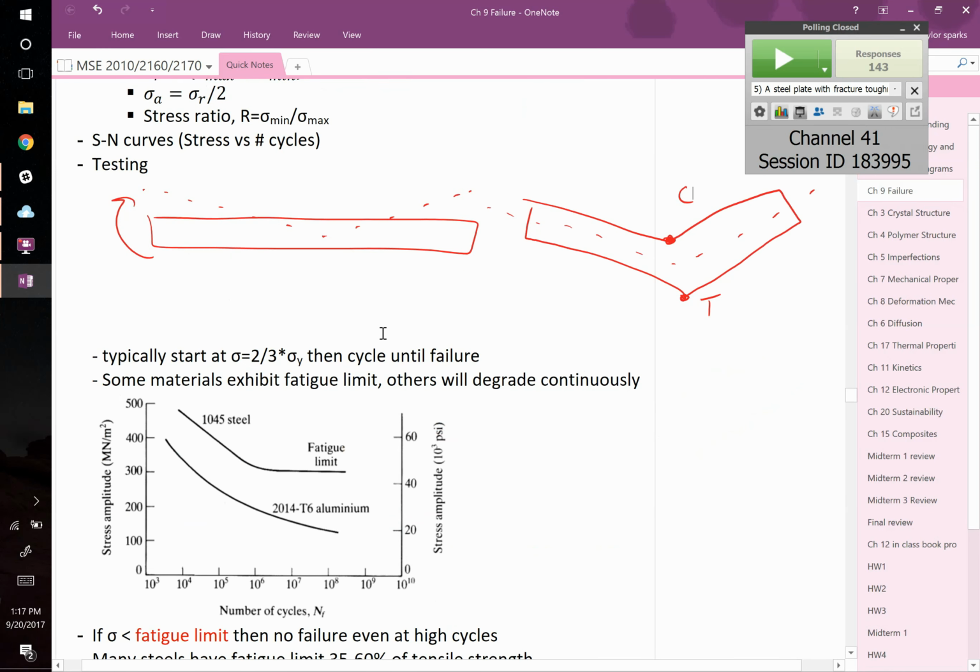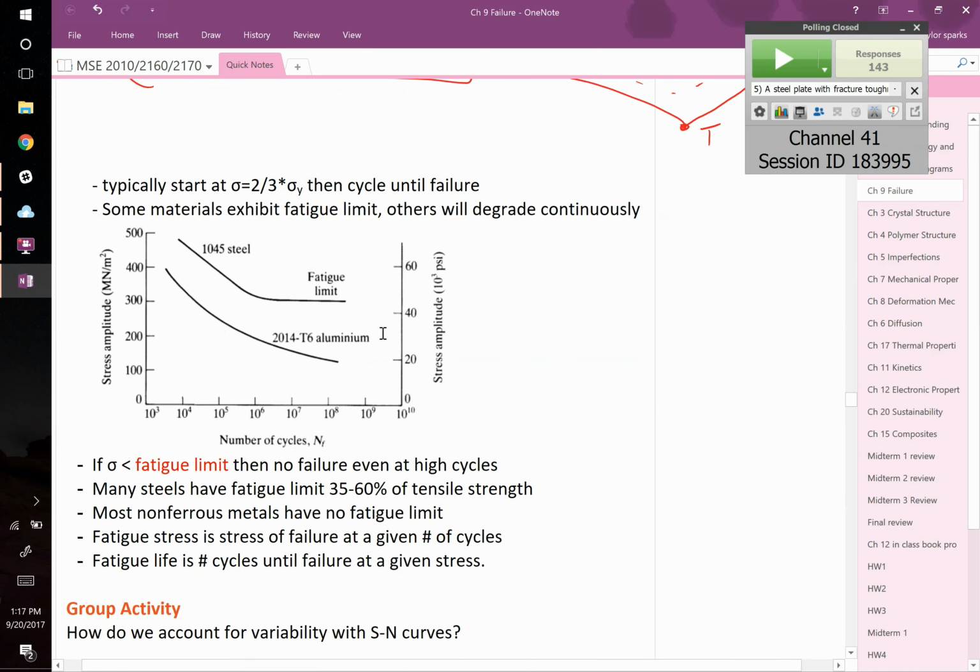So you do that until it fails, and you keep track of how many rotations it did until it fails. And you generate a curve that looks like this. On the y-axis, you're plotting your stress amplitude, right? And on the x-axis, the number of cycles until it failed. And you can then overlay all sorts of different materials, right? So you've got steel, which exhibits what we call a fatigue limit, and aluminum, which doesn't really. So what is a fatigue limit? If you take a paper clip, which is aluminum, yeah, question or comment?